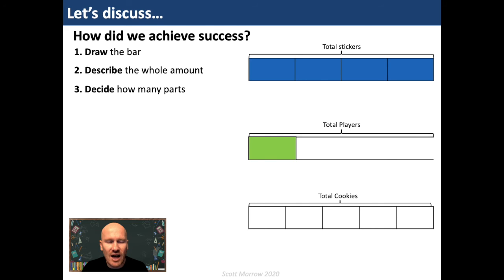Now that we've done that, we can describe the parts. For the first problem, it was the number of stickers in 1 packet. For the second problem, it was the number of players in 1 team. And for the third problem, it was how many cookies each Ewok was going to get.